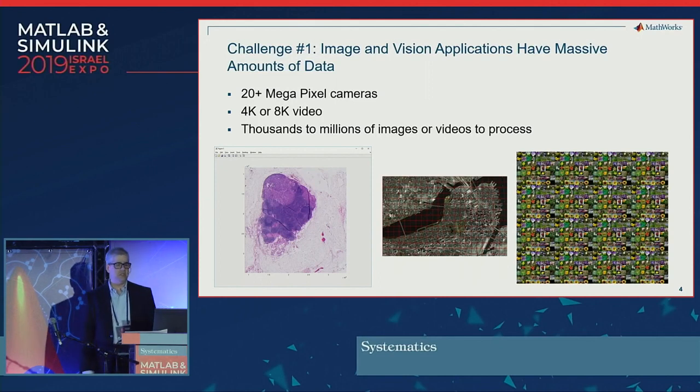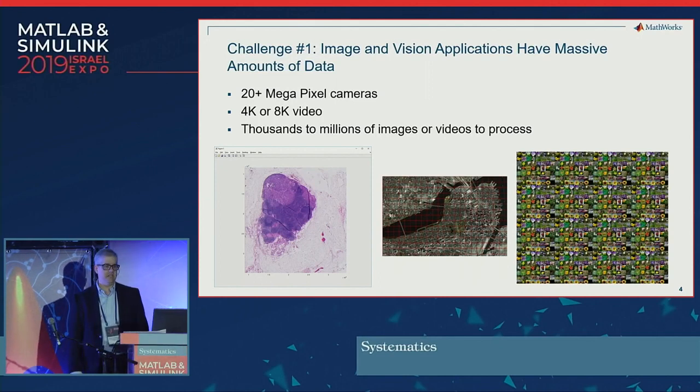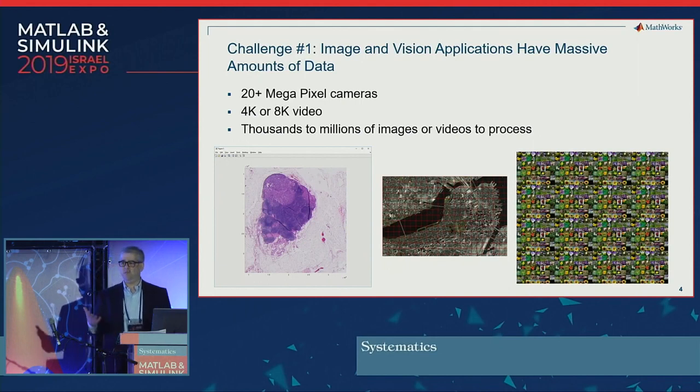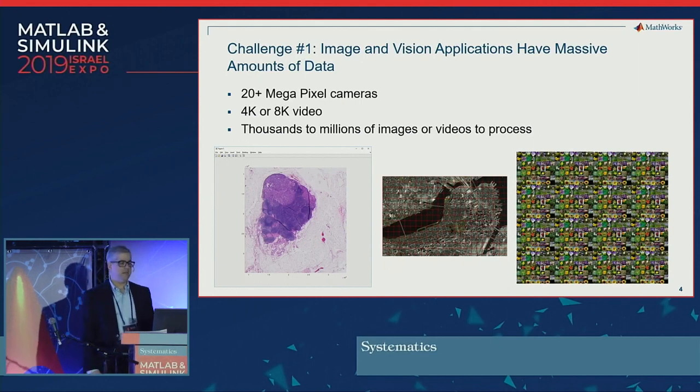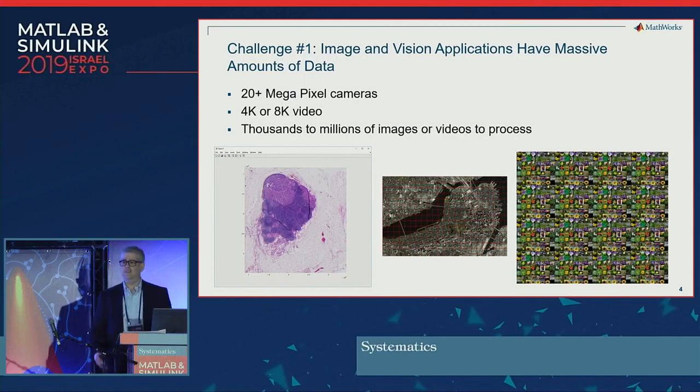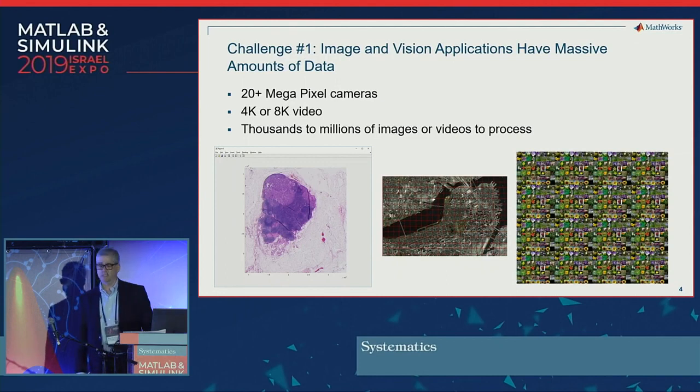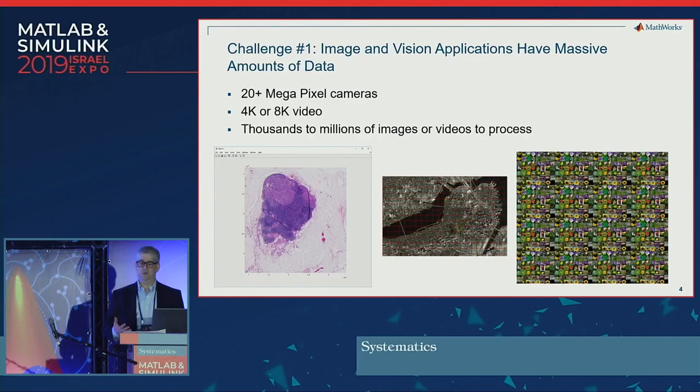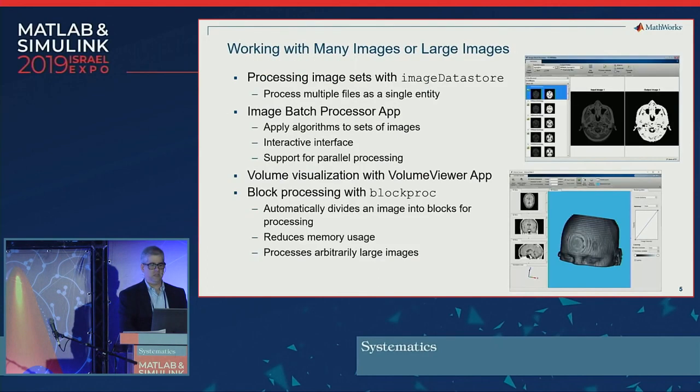So the first challenge is the massive amount of image data. There are cameras now, many cameras, even consumer cameras, have 20 megapixels or more, right? Video is now 4K or 8K in resolution. This is huge. And often for many applications, particularly for deep learning, you may have thousands to millions of images or videos to process, right, where you're working through terabytes of data possibly. So here are some of the things that we've been working on at MathWorks over the last couple of years that you might be interested in.